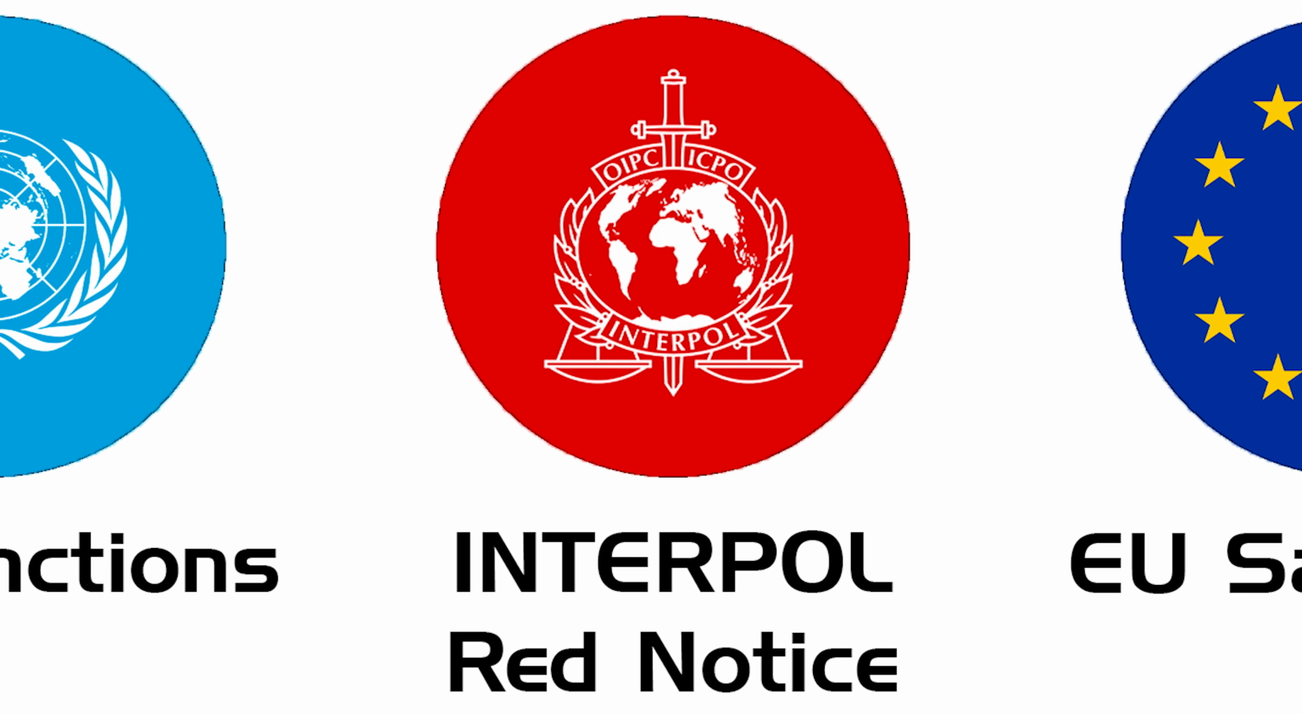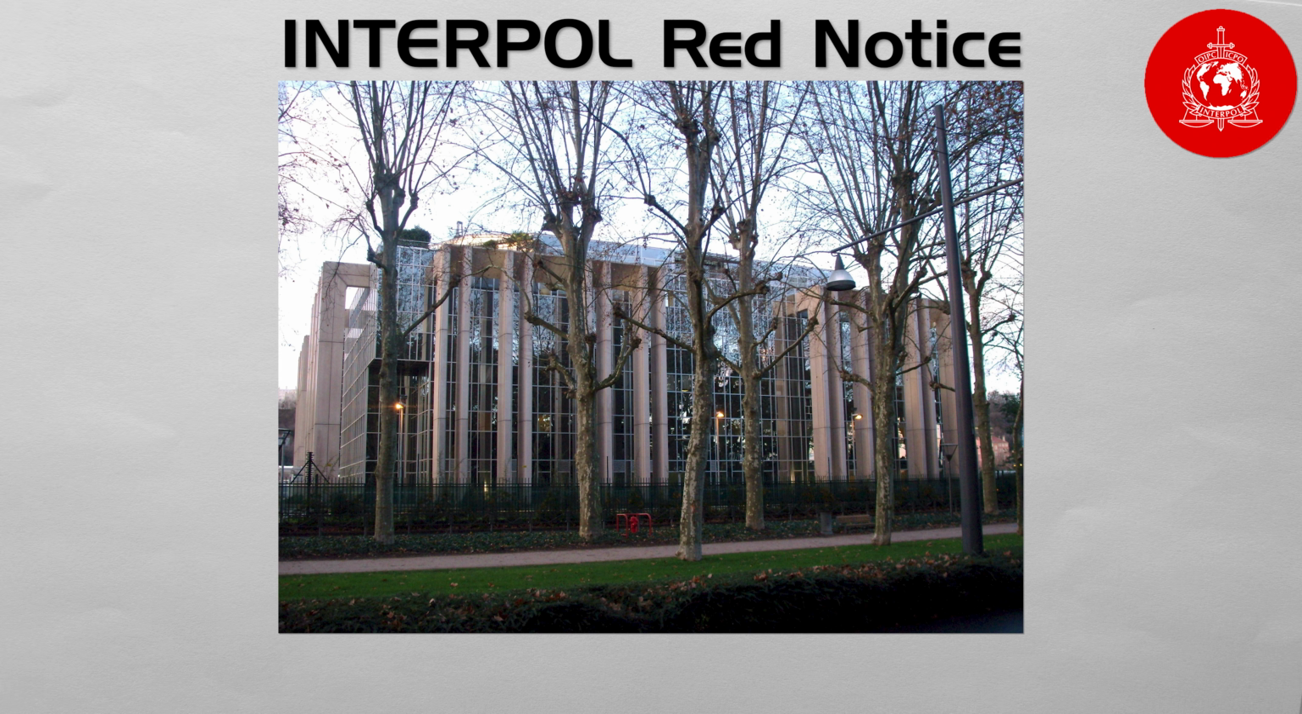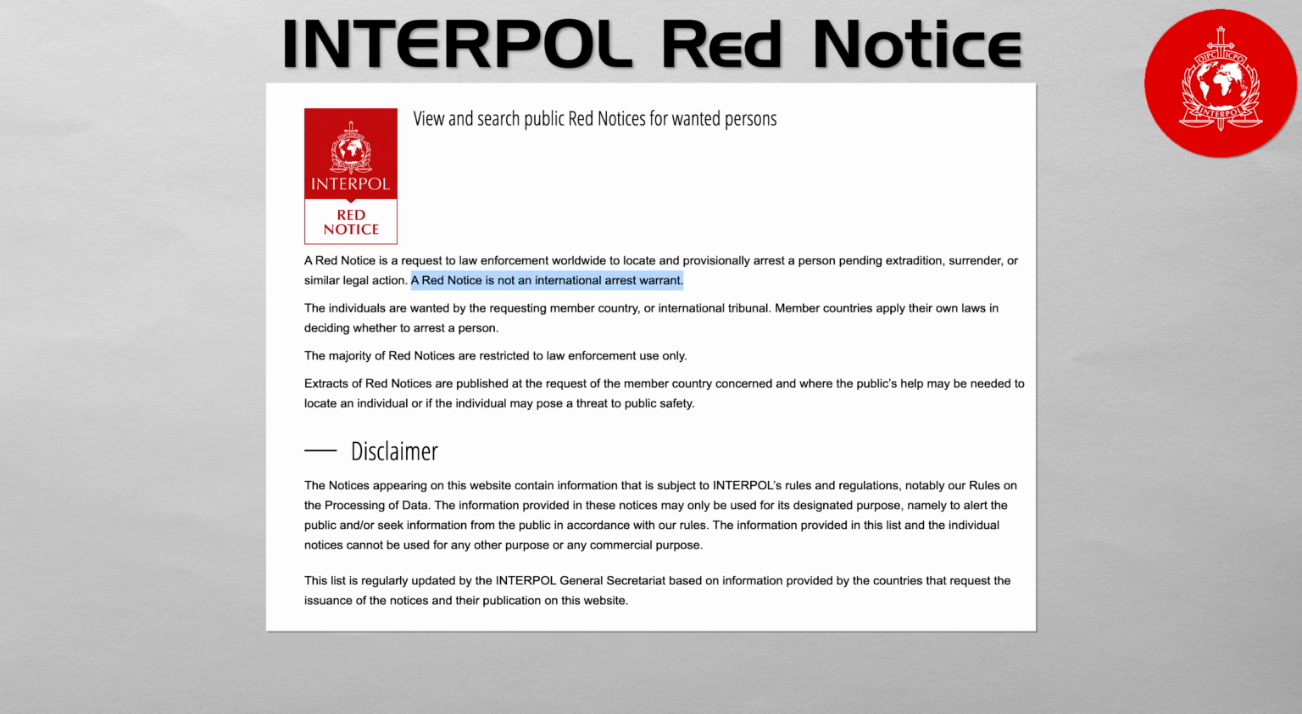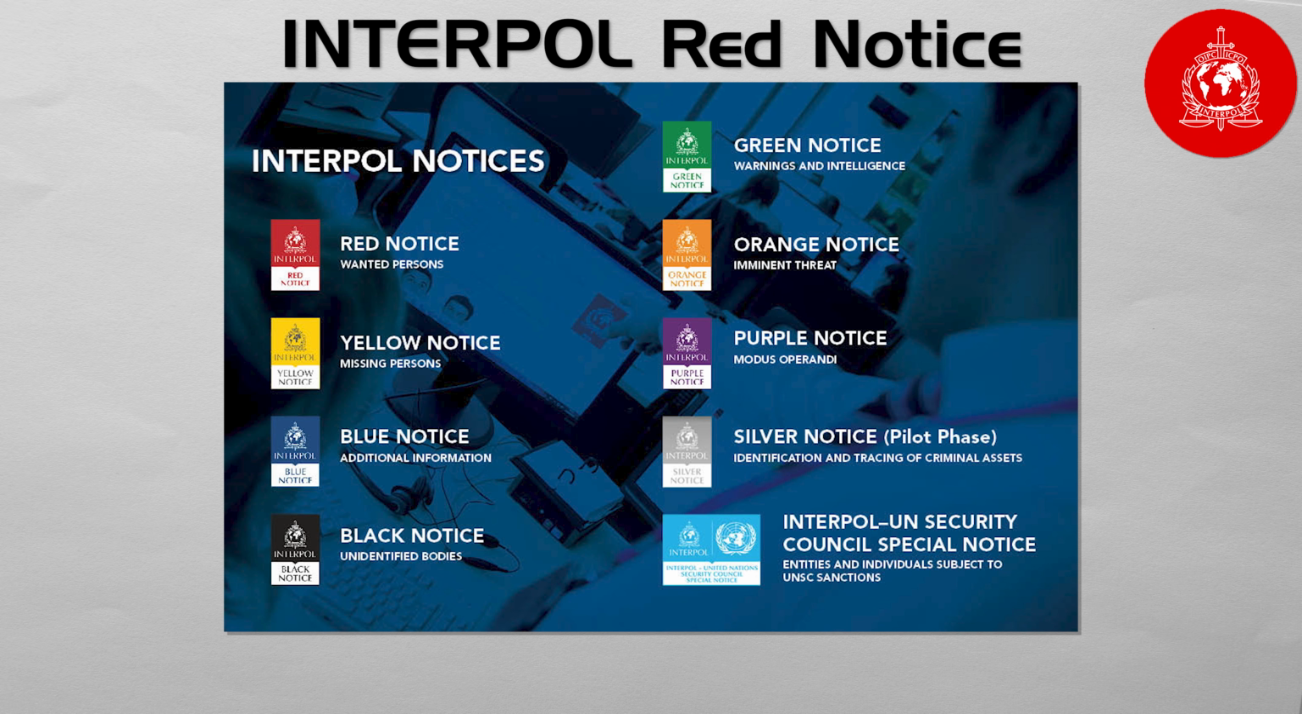INTERPOL Red Notice. A red notice is a global alert issued by Interpol to law enforcement worldwide, requesting the location and provisional arrest of a wanted person. It is not an international arrest warrant, but it functions as a global tripwire for fugitives, broadcast to police in Interpol's 196 member countries. While it is the most famous, Interpol also issues other color-coded notices for different international policing functions, such as blue notices to gather information on a person of interest, or yellow notices for missing persons.